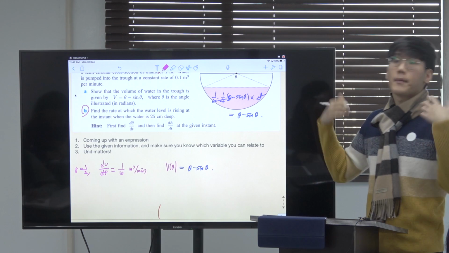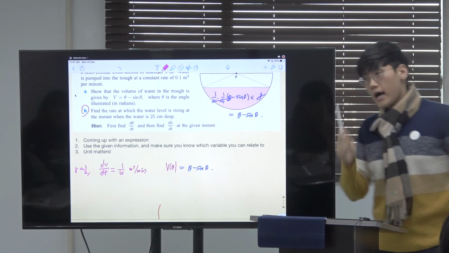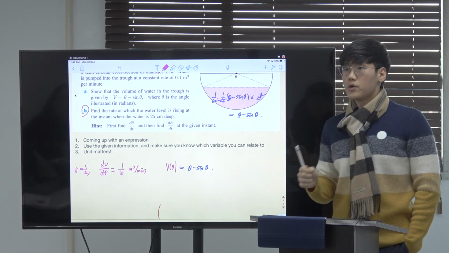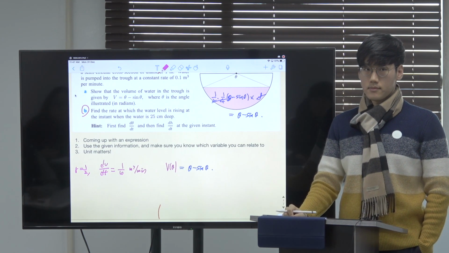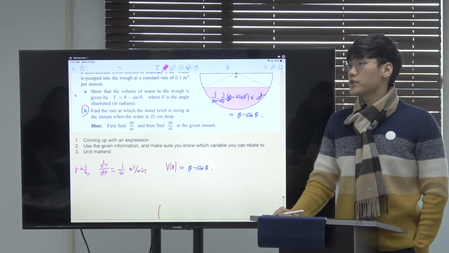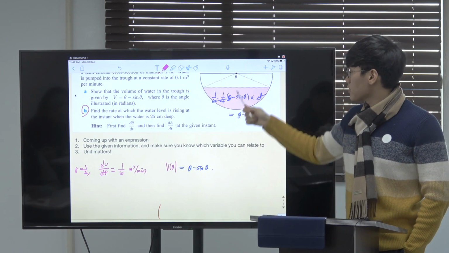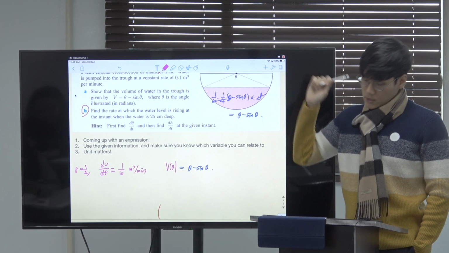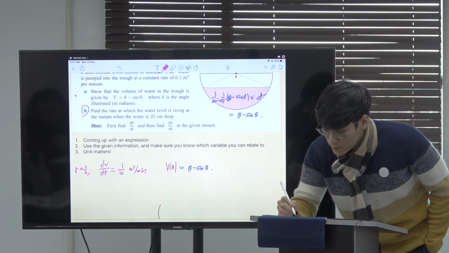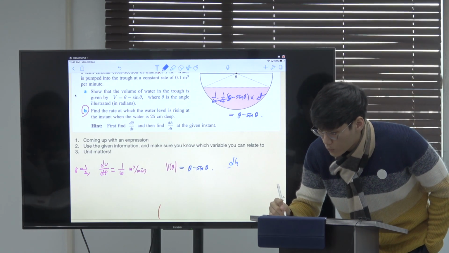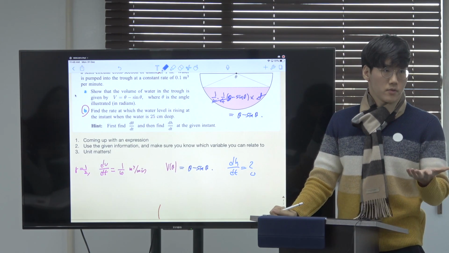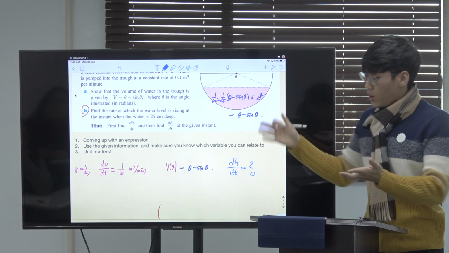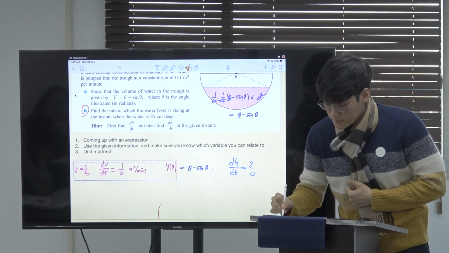And for B, what am I looking for? You also have to indicate what I'm looking for here. So what are you looking for here? dH over dt. I'm looking for dH over dt, where h represents the height of the water rising. That's the unknown rate, right? I'm looking for that. So all this information, you gotta mix it up.